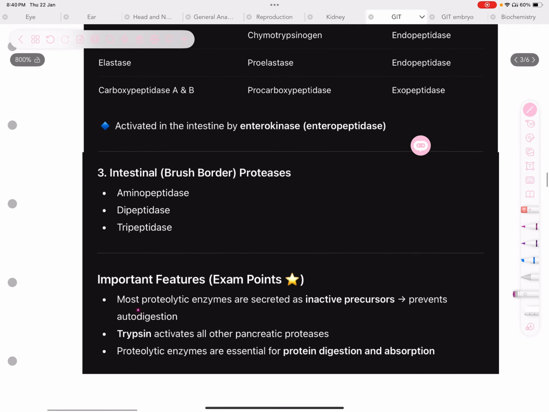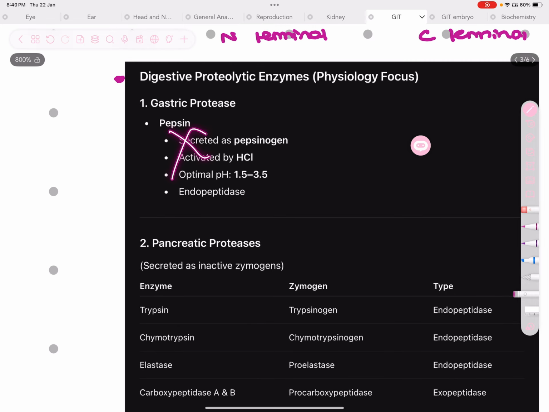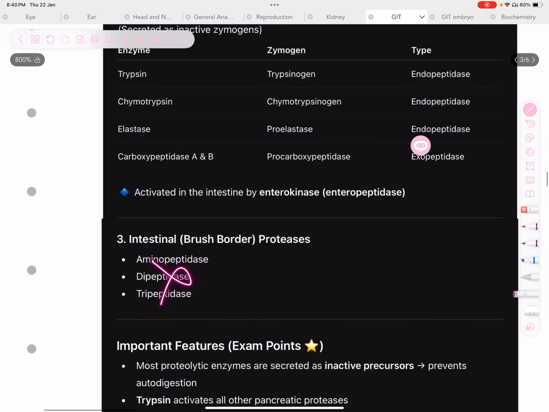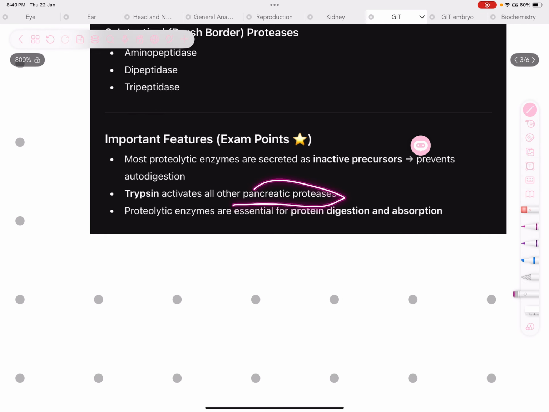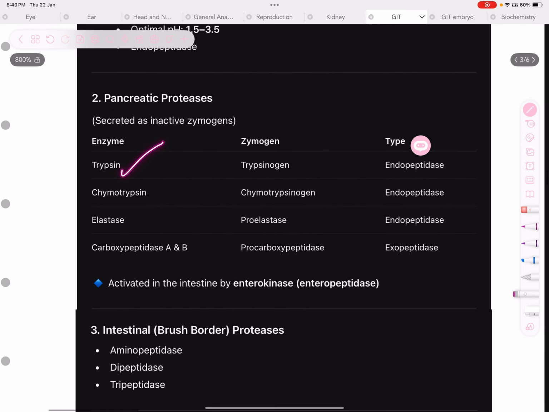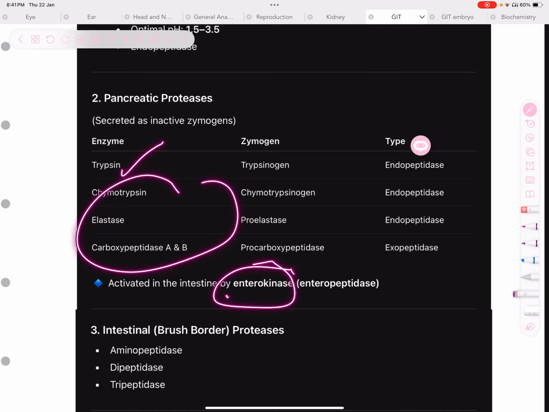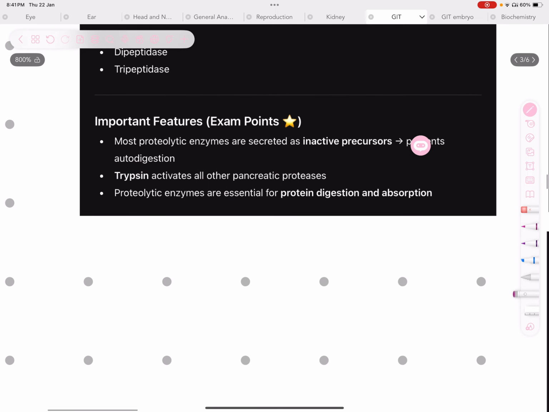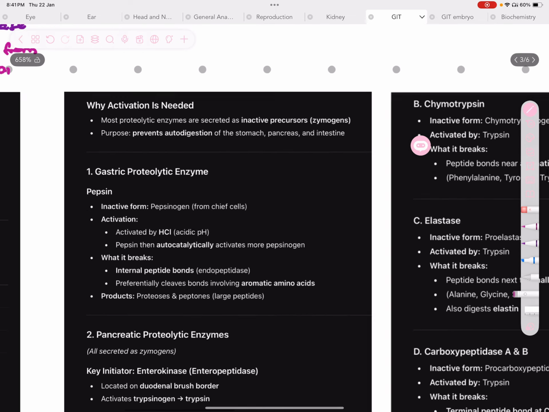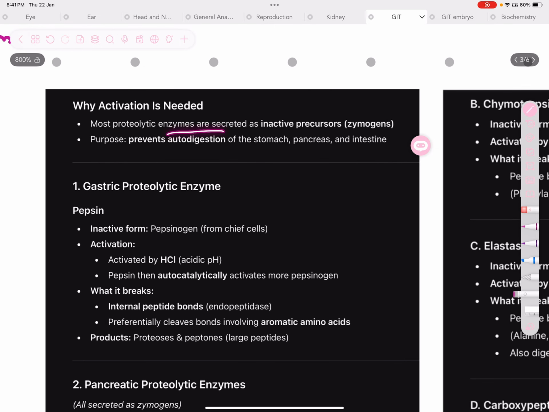Now most proteolytic enzymes are secreted as inactive precursors, which prevents autodigestion. You do not want autodigestion of the stomach, pancreas, or intestine. Trypsin is activated by enterokinase, but then it activates all the other pancreatic proteases. Proteolytic enzymes are essential for protein digestion and absorption. So this is one thing. Now, why is activation needed? Most proteolytic enzymes are secreted as inactive precursors or zymogens. This prevents autodigestion of the stomach, pancreas, and intestines.